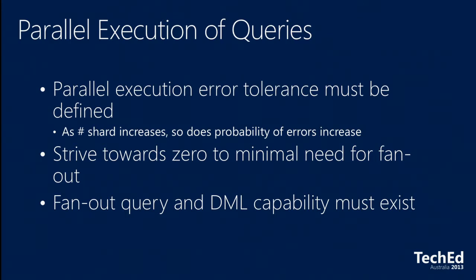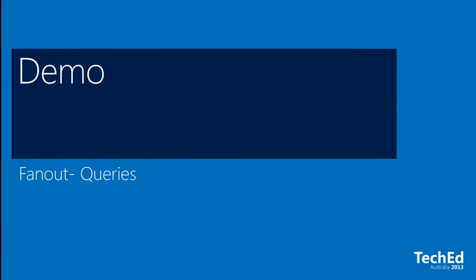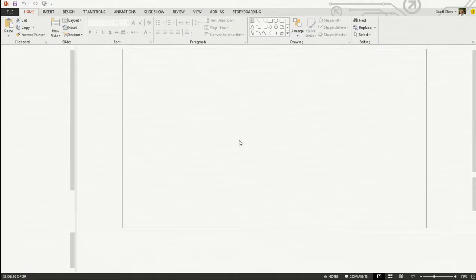So fan out query and DML must exist. If I'm making a change, like an alter table, let me do that through a fan out query instead of applying DAC packs. But DAC packs are very valid if you're making significant changes to your databases. Okay, all right. So let's talk fan out query.